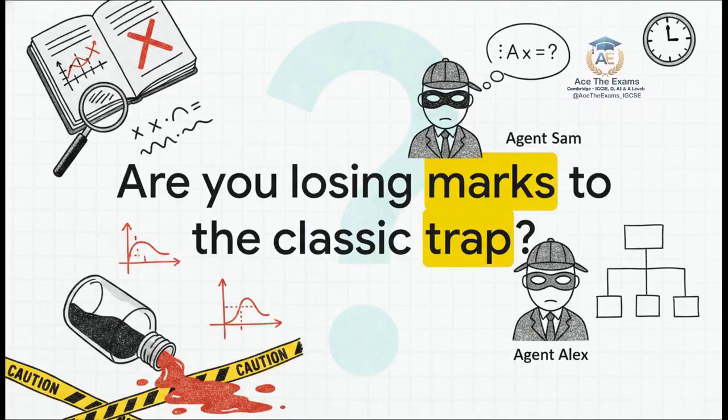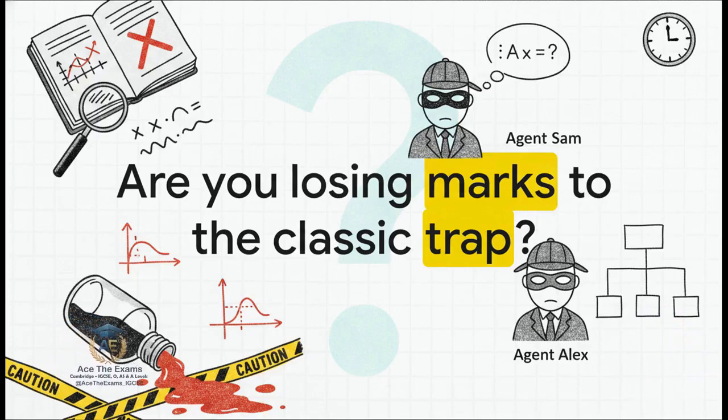So, I have to challenge you directly right now. Are you losing marks to the classic trap? I want you to audit your own exam strategies today. Dig out your last math mock exam and look at the red ink. Did you lose marks because you legitimately didn't know the math, or because your modulus function answers lacked specific contextual links? Did you jump to immediate conclusions like Agent Sam, or write generic, unhelpful statements like Agent Alex?